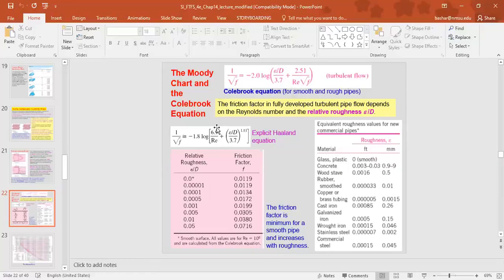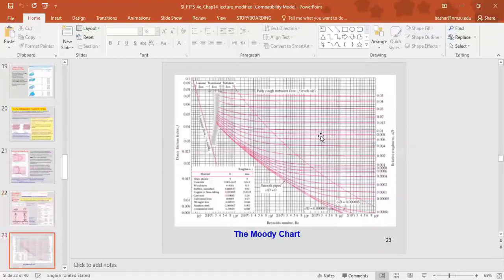Now, this Colebrook equation is plotted on the Moody chart to avoid the complications in solving such an implicit equation. Nowadays, advanced calculators are capable of solving such an equation, rather than using iterations to solve for the friction factor. Or we can simply use the Moody chart. I highly recommend that you get familiar with the Moody chart.